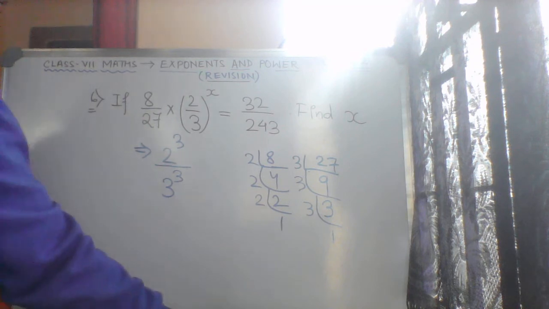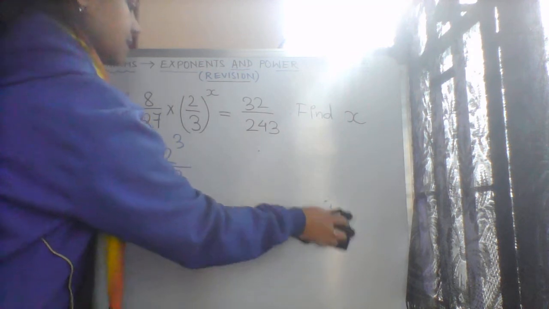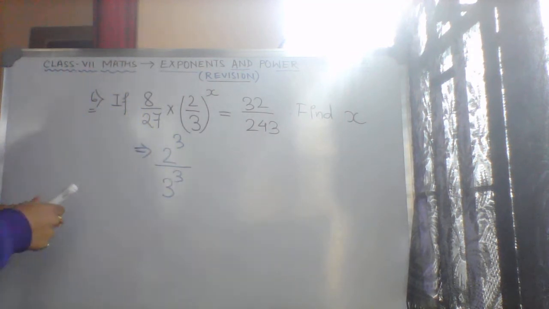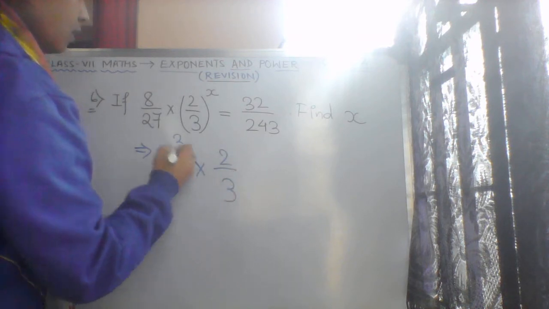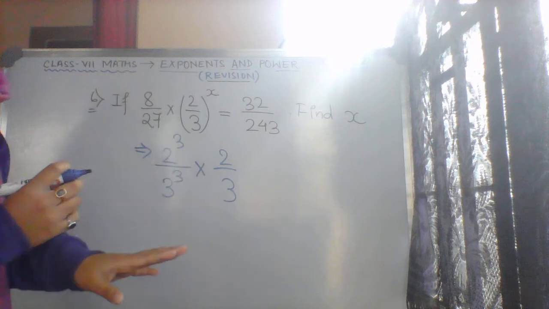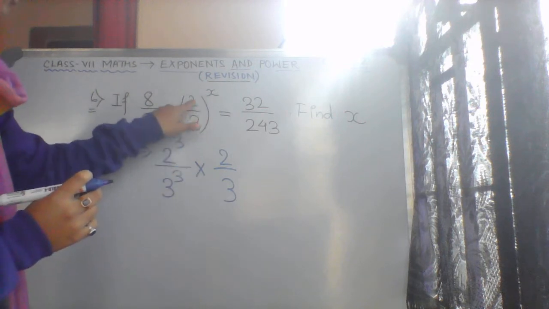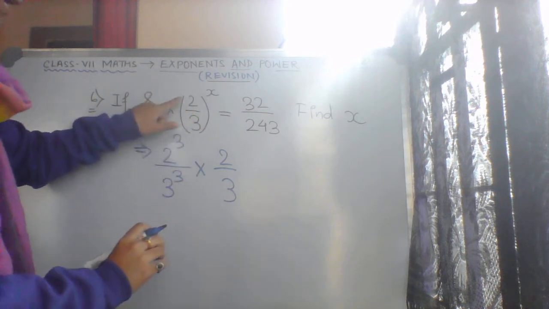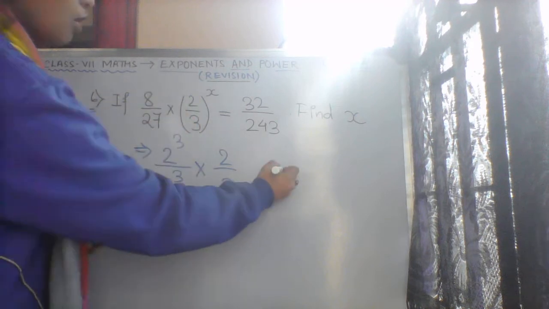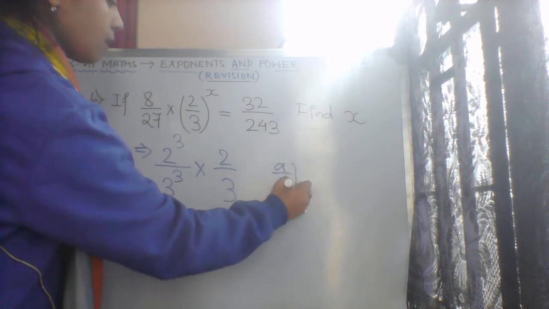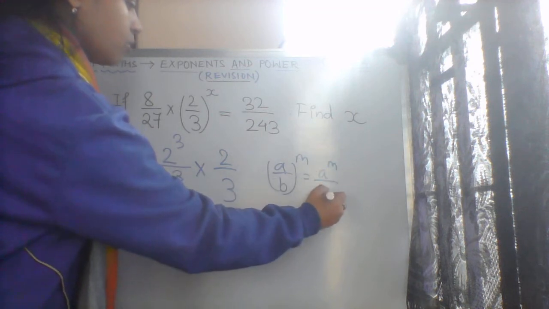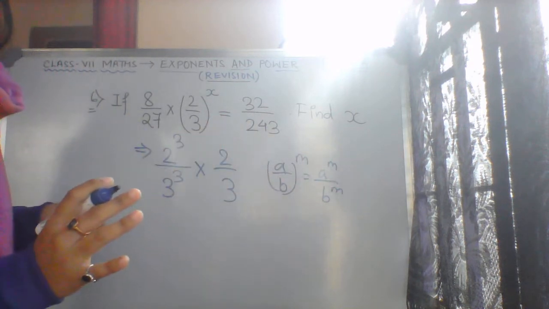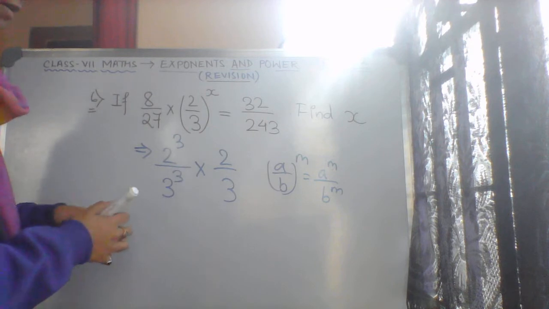Okay, now the rest of the thing we will write as it is, that is multiplied by 2 by 3. Now as you have learned, this power we can just separate. It is 2 by 3, in the form (a/b) to the power m. So we used to write a to the power m divided by b to the power m. We used to separate like this.